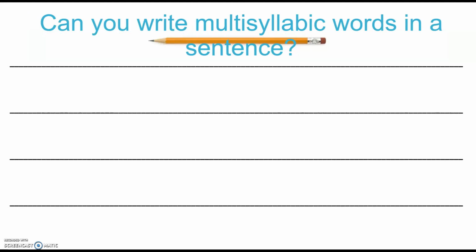Moving on, today you're going to write a sentence with multisyllabic words in it. The sentence is, the black snake cascades down the mountain. The black snake cascades down the mountain.